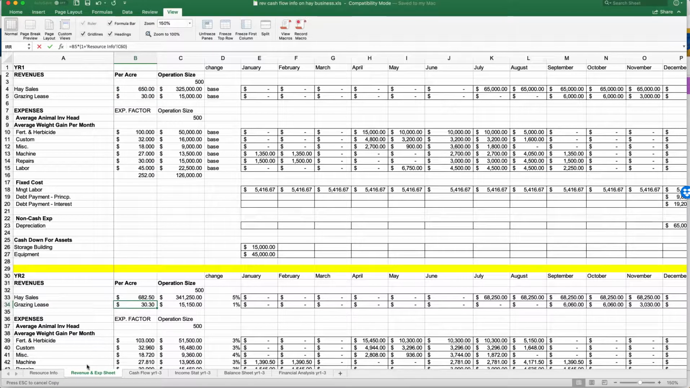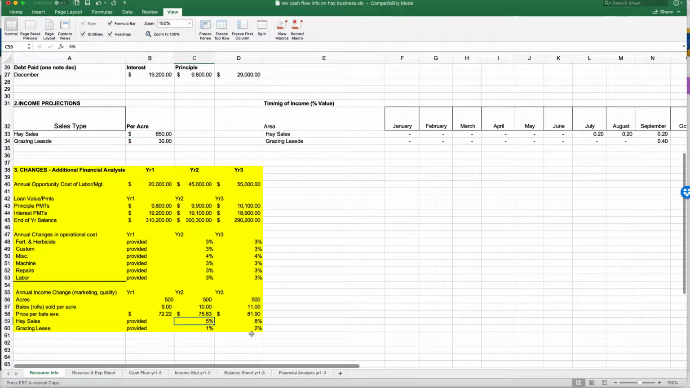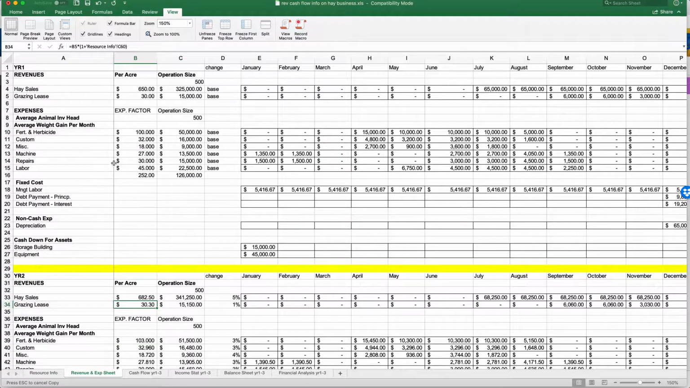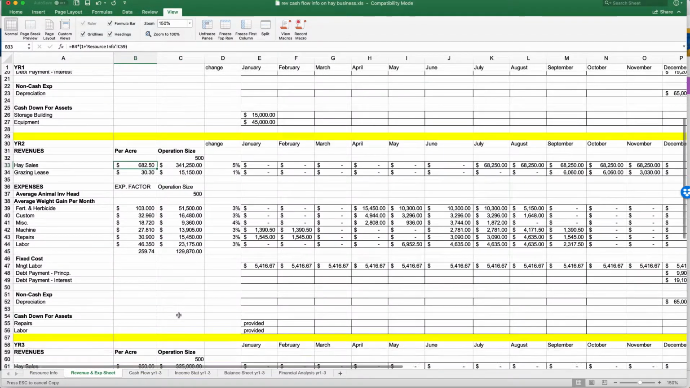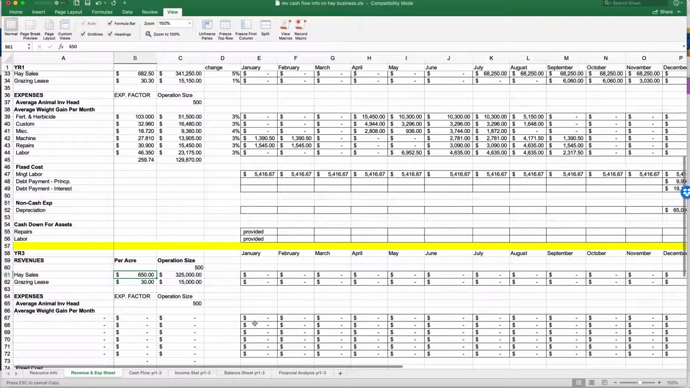rate, which is going to be 5%. And so hay sales was, in this sheet, 650. Now it moves up to 682.50. You'll do the same thing to get the hay sales here. It's sitting there at 650, which is not right.